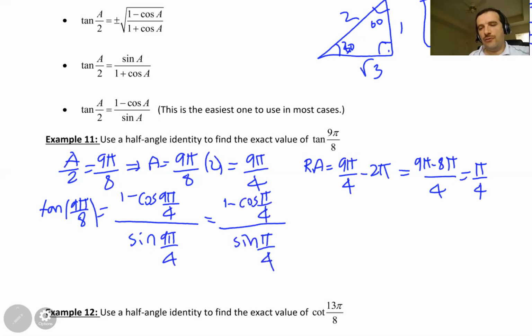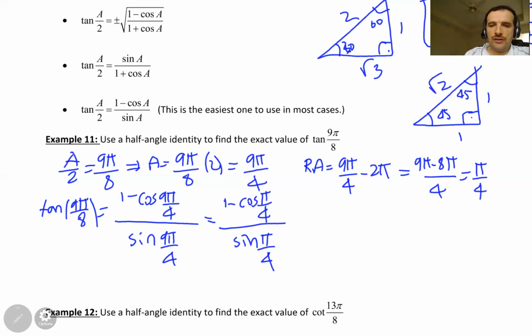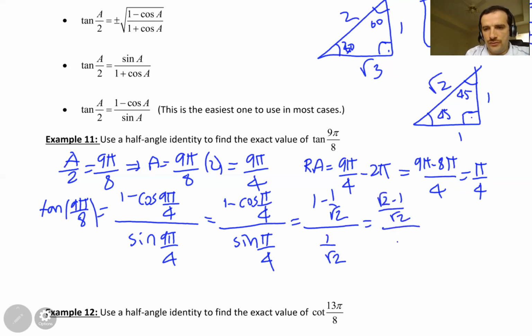And what is pi over 4? If you convert it to degrees, it is 45, right? And remember the 45, 90, 1, 1. So it's 45, 1, root 2, right? That's why cosine is 1 over root 2 and sine is again 1 over root 2. So 1 minus 1 over root 2 over 1 over root 2. So if I have the common denominator, root 2 minus 1 over root 2 over 1 over root 2.